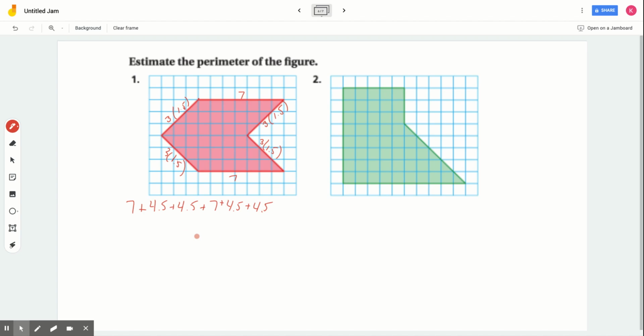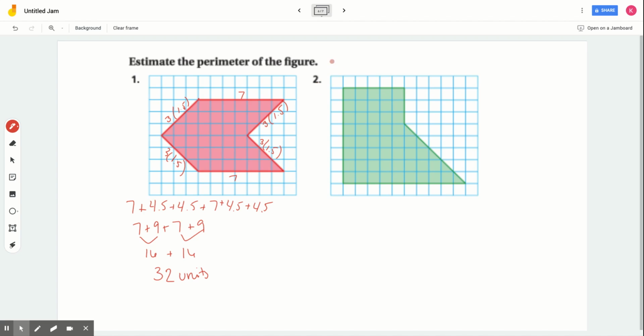There are a lot of different strategies you can use to add these. I like to use some combination strategies. I know that 4.5 and 4.5 makes 9, and 4.5 and 4.5 still makes 9. Then I would combine 7 and 9 is 16, and 16 plus 16 makes 32. So my estimation for the perimeter of this first figure is 32 units.